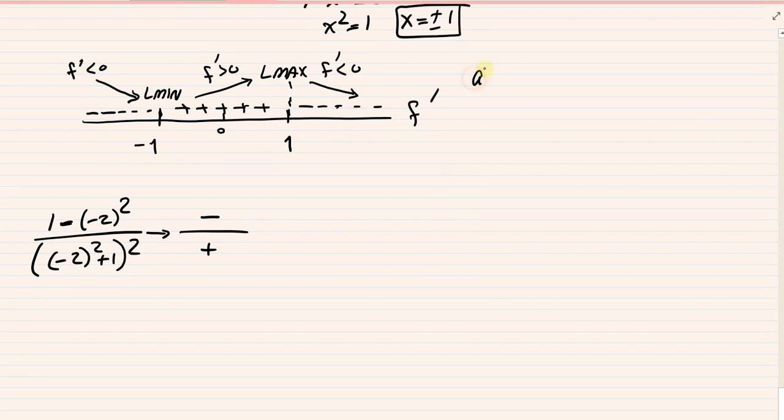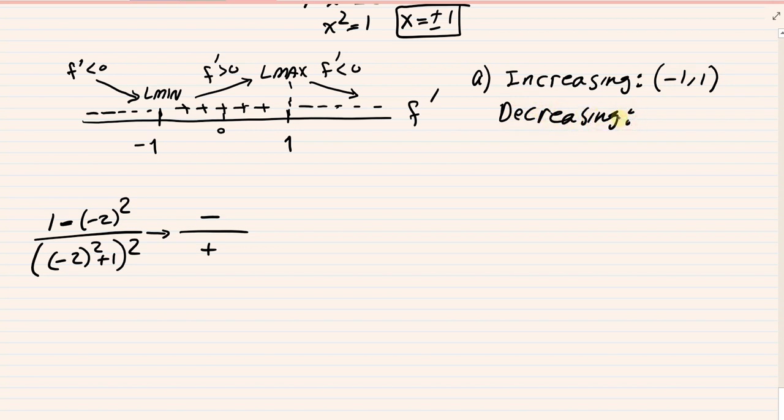So let's answer part A. The function is increasing, or you see plus signs, between negative 1 and 1. It is decreasing, where you have negative signs, from negative infinity to negative 1 and from 1 to infinity.